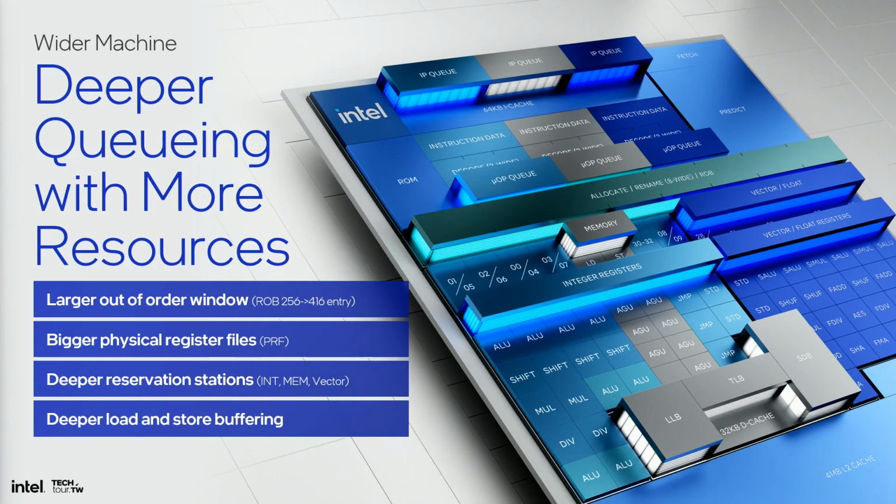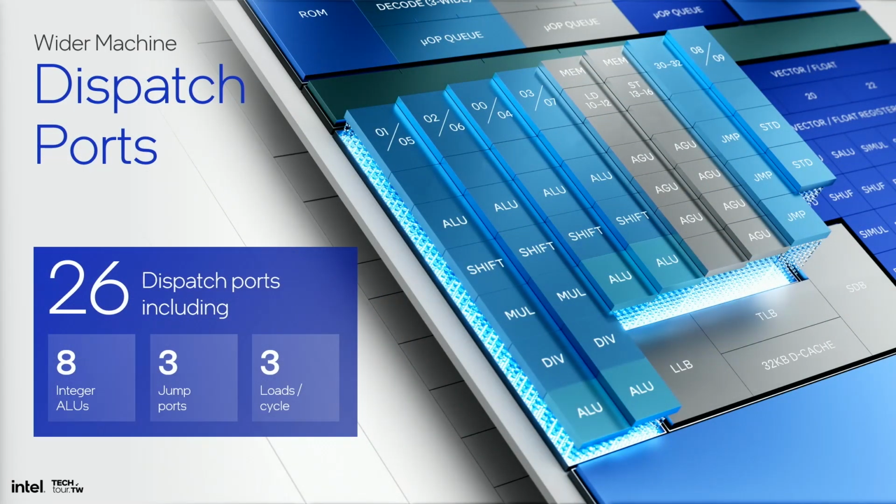Going along with that, again, there are lots of resources that need to scale up: physical register files, reservation station entries, load and store buffering. All of those are larger in the Skymont microarchitecture. So 8-wide allocation, 400-plus entry ROB. How many dispatch ports? We're up to 26. That's a pretty big number.